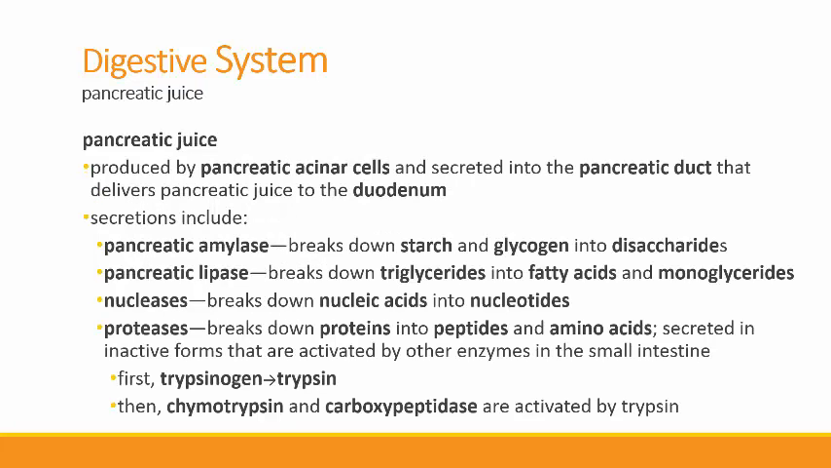So, pancreatic juices are produced by a set of cells called the pancreatic acinar cells, and they produce secretions that are released into the pancreatic duct. The pancreatic duct then delivers these secretions to the duodenum, which is the first 10 to 12 inches of the small intestine.